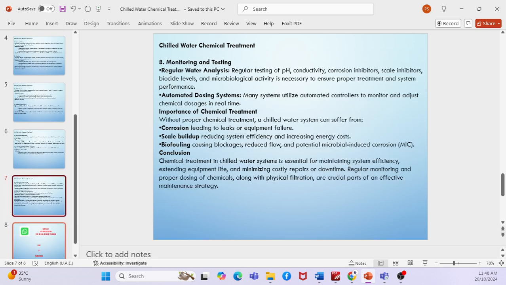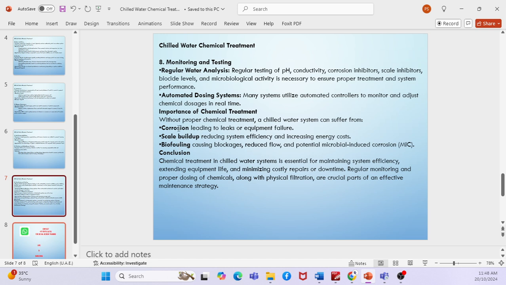Okay, then monitoring and testing is normally required. So regular water analysis and an automated dosing system, which we are using. The importance of chemical treatment is to control corrosion. Without proper chemical treatment, a chilled water system can suffer from corrosion, leading to leaks or equipment failure. Then scale buildup, reducing system efficiency and increasing energy cost. Then biofouling, causing blockages, reduced flow and potential microbial induced corrosion.